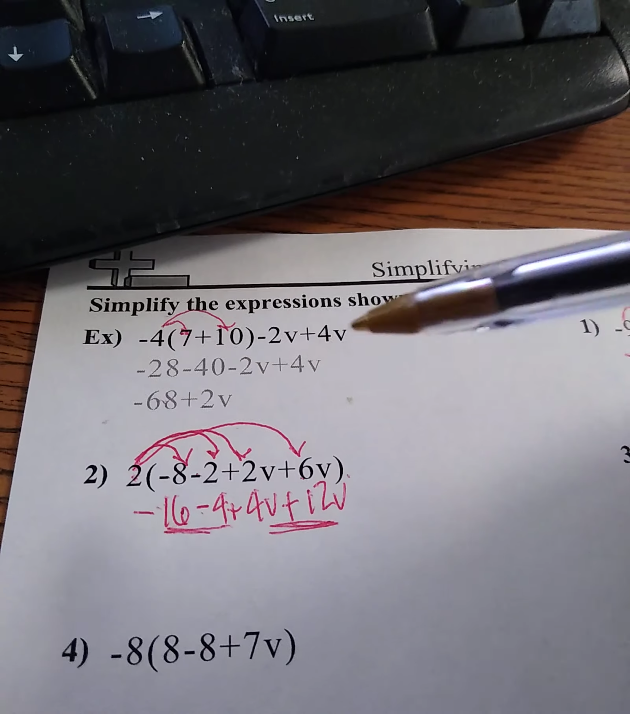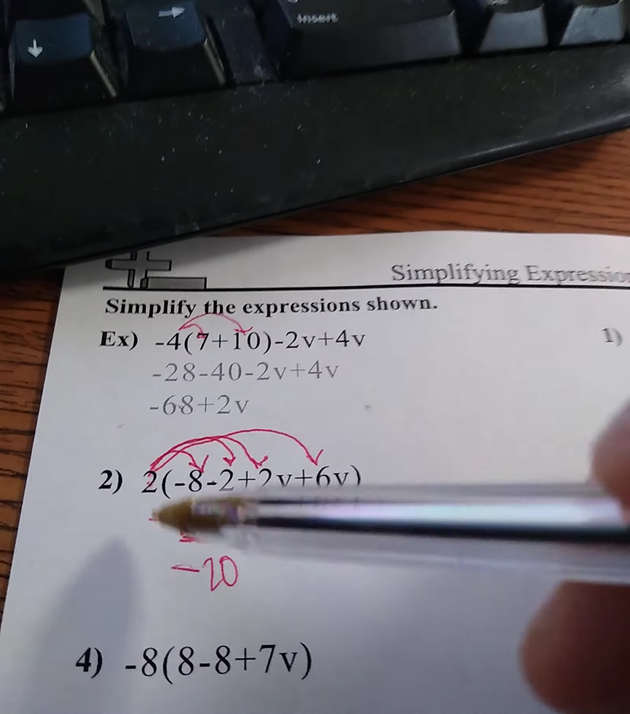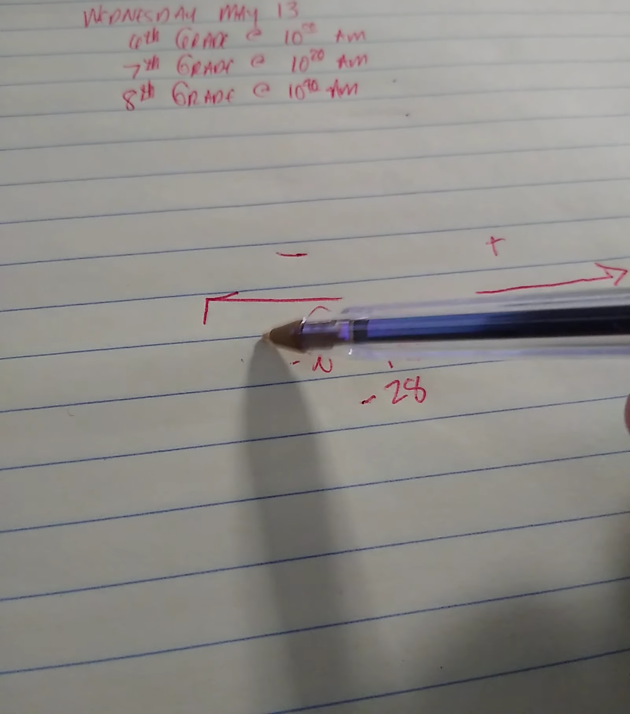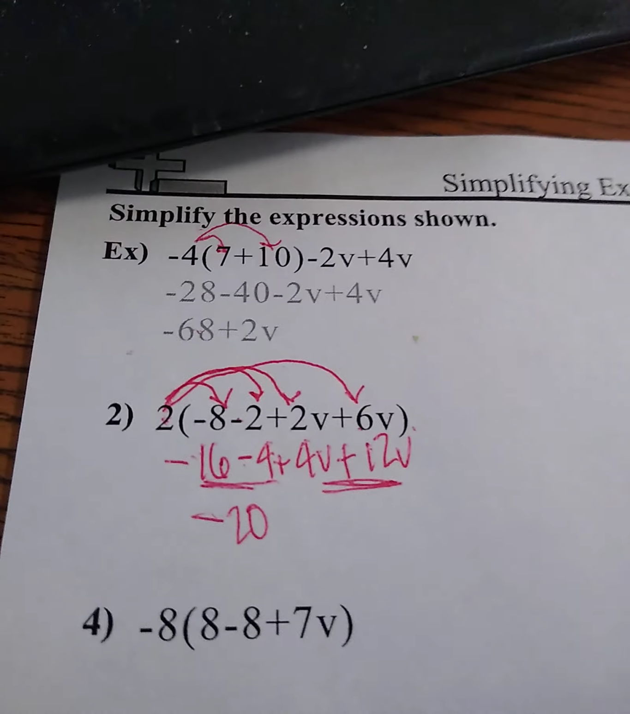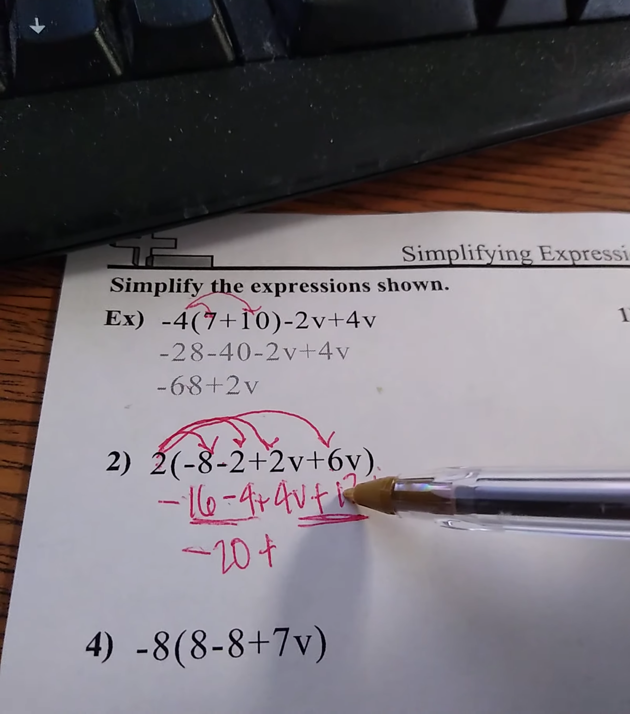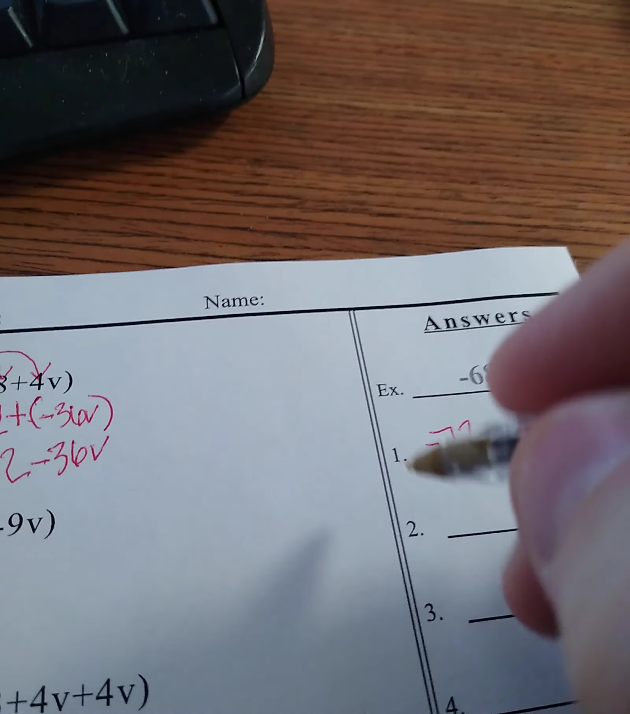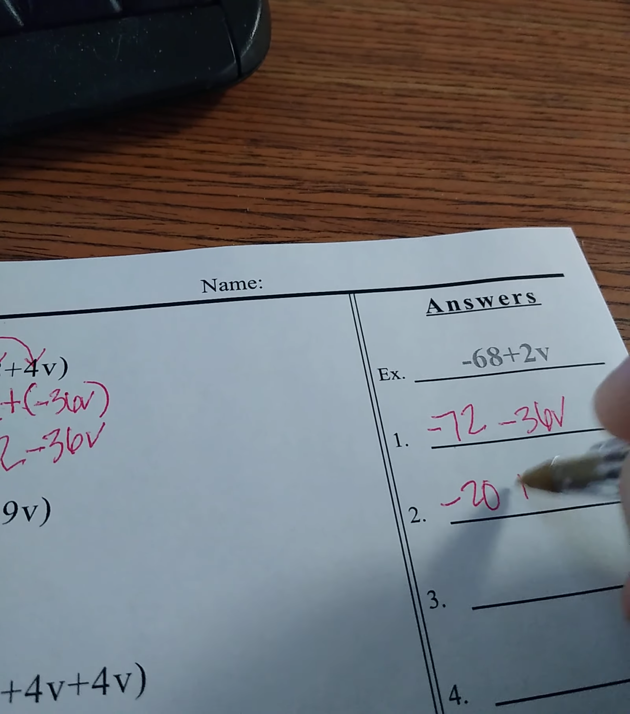So -16 minus 4 is -20. Because remember, -16, you're starting off on the negative side of the number line, and -4, you got to go left. So you're going to get bigger. So -20 plus 4v plus 12v is 16v. Okay?